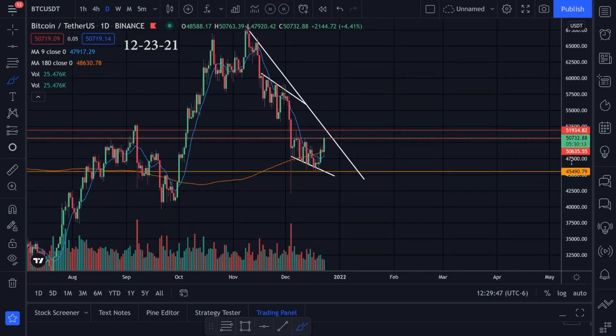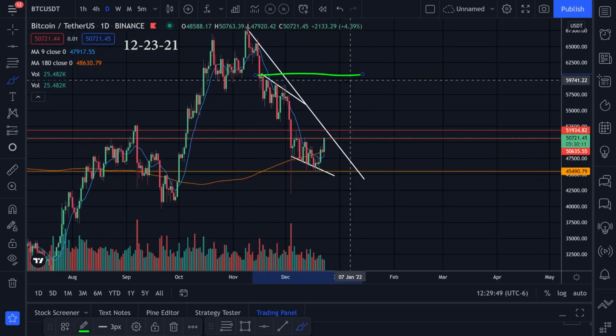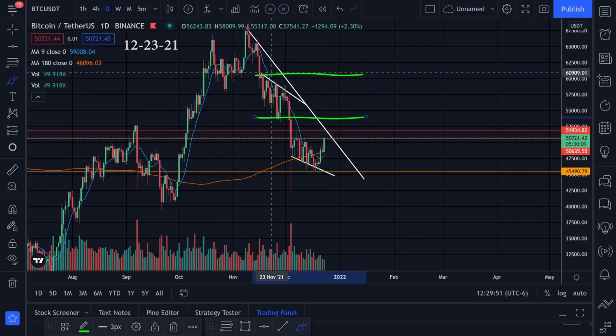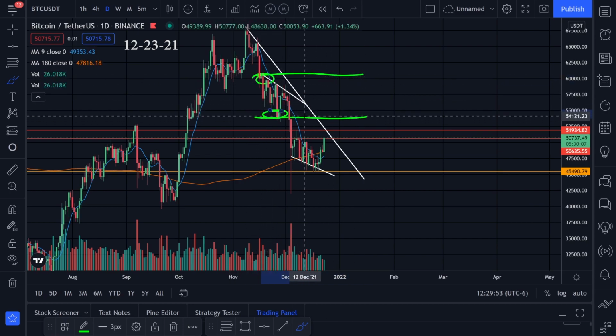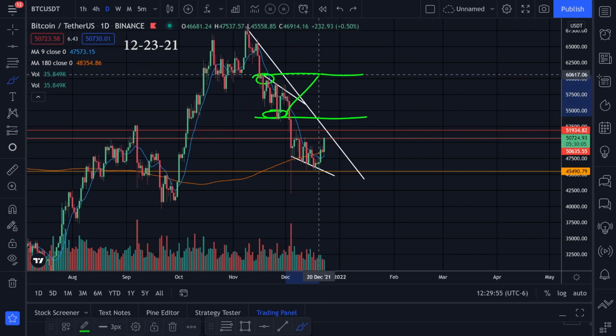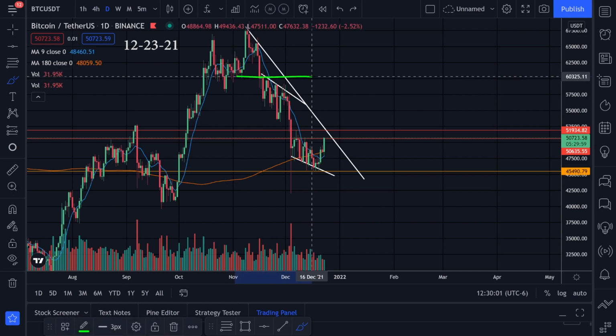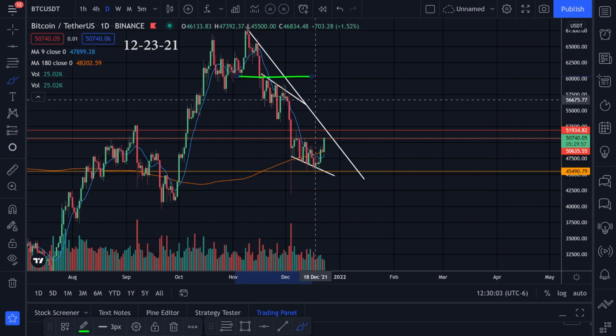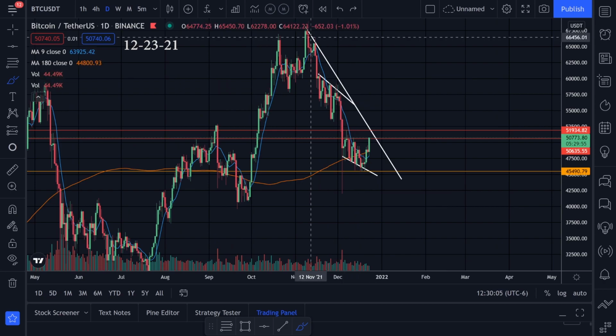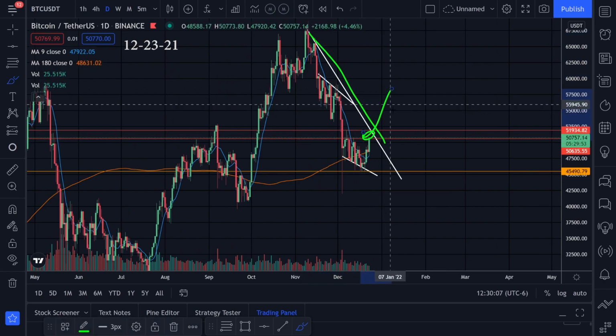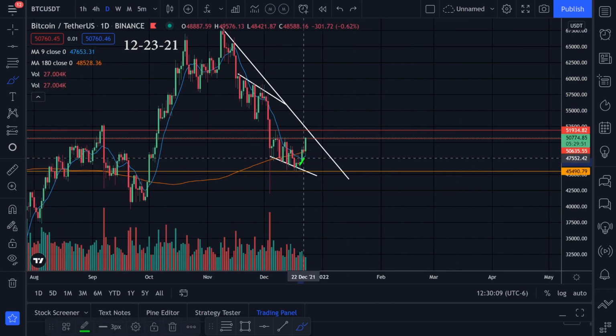If we do, I think the next area we can target is this zone pretty much right here. We had a top right here and a bottom right here. It's possible that there's a zone like this. I think this would be the top, something like 60,300 approximately. So yeah, let's see if we could break this trend line going to the upside. It looks like we got some pretty good momentum right now.